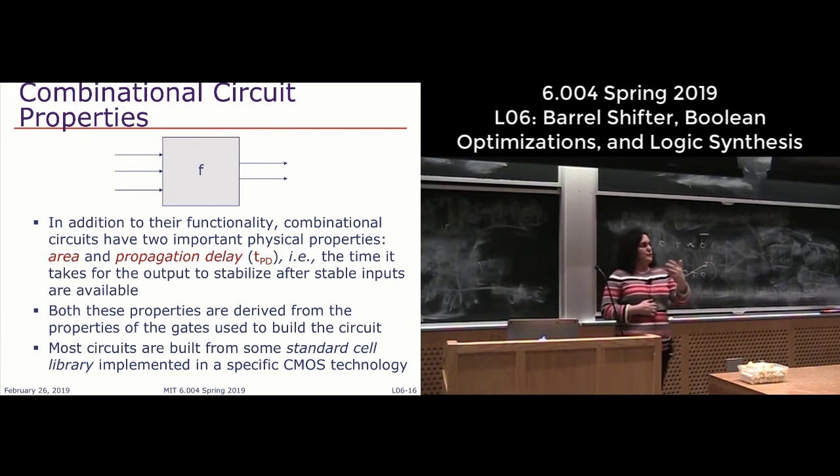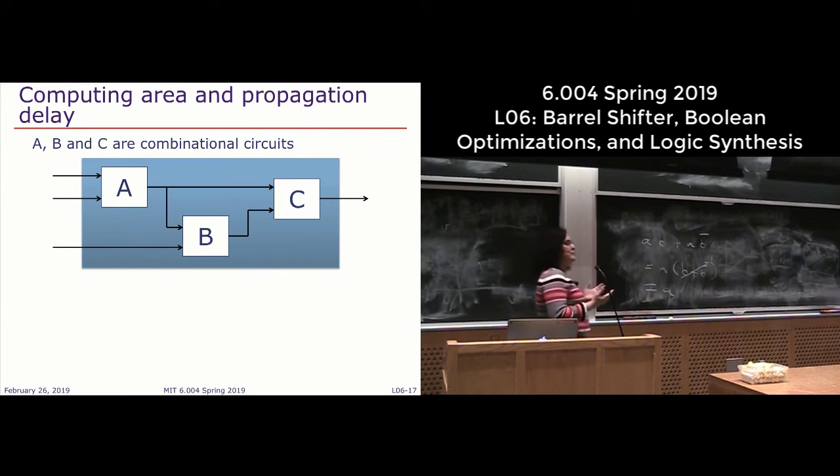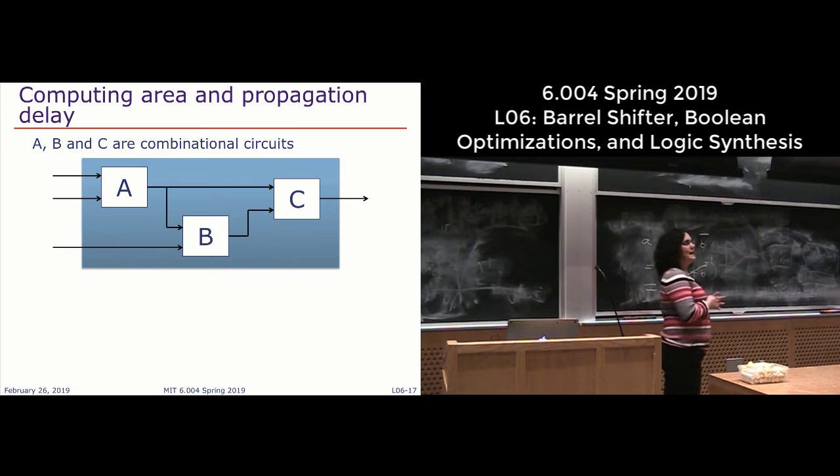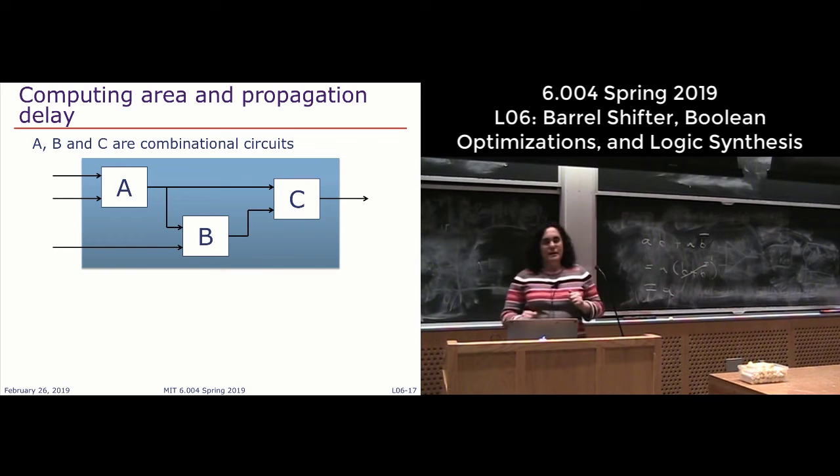For example, the area that's consumed by each gate, the power that's consumed by each gate, and the delay that's consumed by it. So what do I do with that? Suppose I have a more complicated combinational circuit now, which is made up of 3 smaller combinational circuits. I want to think about how I would go about analyzing what the properties of this circuit are so that I can, in turn, produce the right circuitry for it.